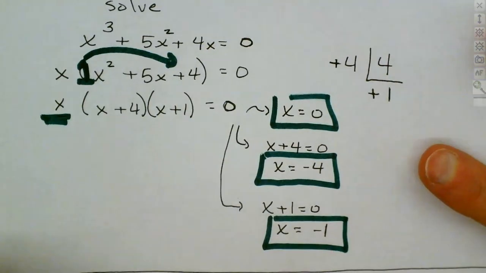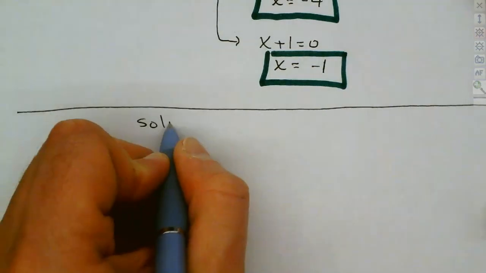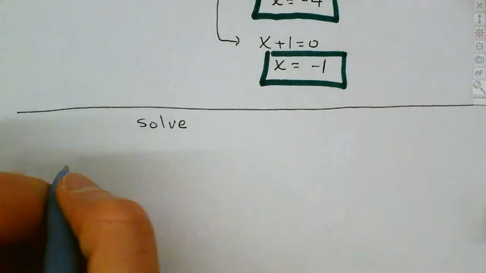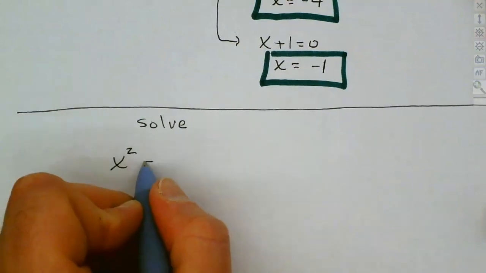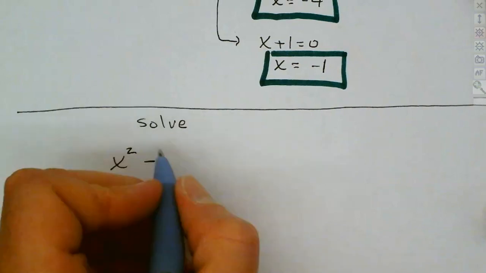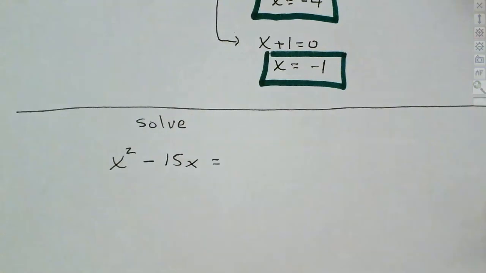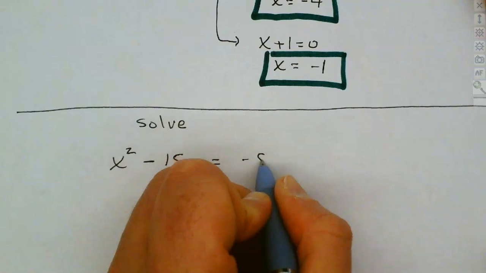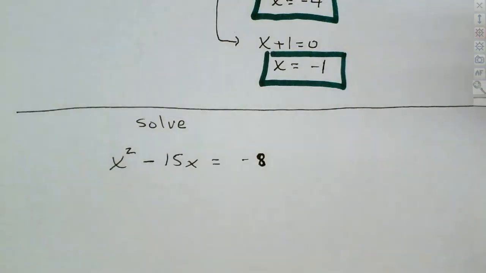So let's do some more factoring. These are all 0 factor. And let's look at one where we have to set it to 0. Let's do a negative 8 here. So these are going to be pretty easy. The first ones are pretty easy to factor. We'll make them a little bit more difficult as we progress on.